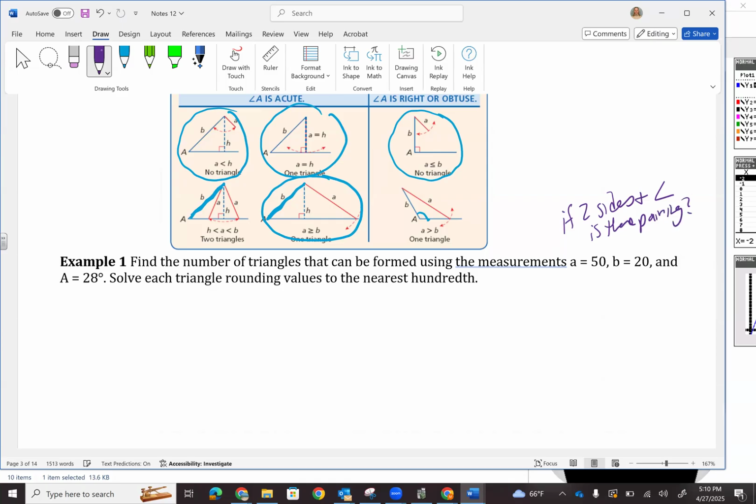What do you mean, a pairing? An angle and side that match, that go together. So like in this one, we have side A and angle A. Okay.